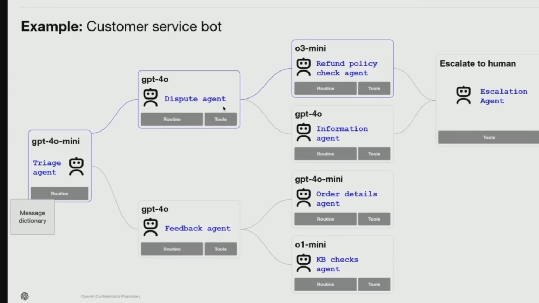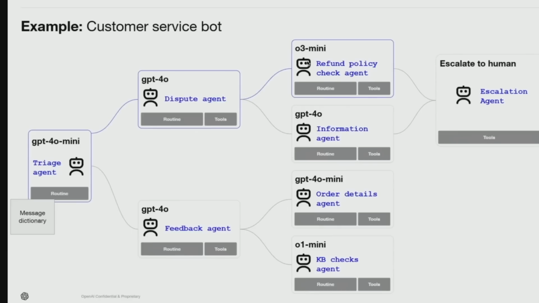So here is an example pattern from a recent talk by the OpenAI team on Agent SDK. So essentially, you can have this triage agent, which has tools such as dispute agent and feedback agent. And then this dispute agent can have further agents as tools if you want, right? So this is a hierarchical structure that you can create using tools.